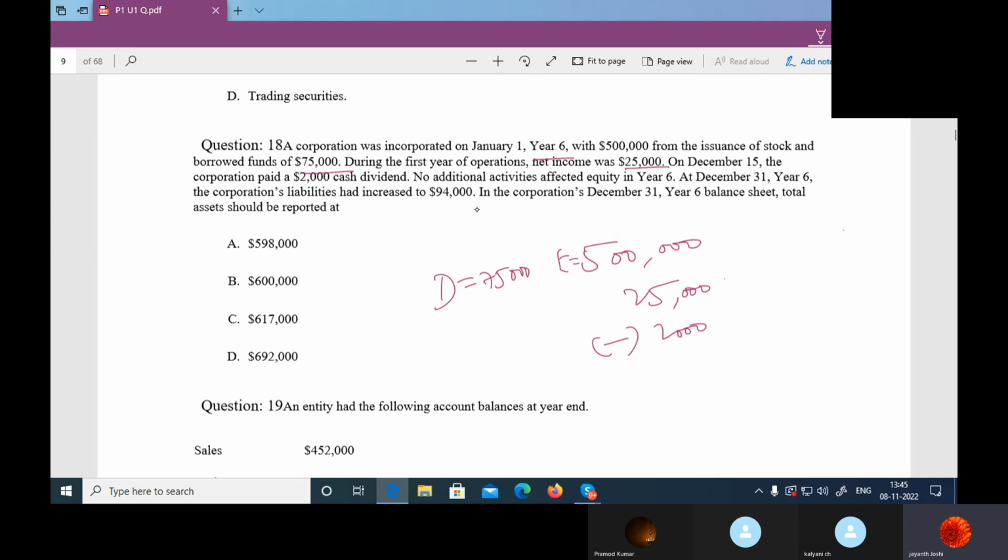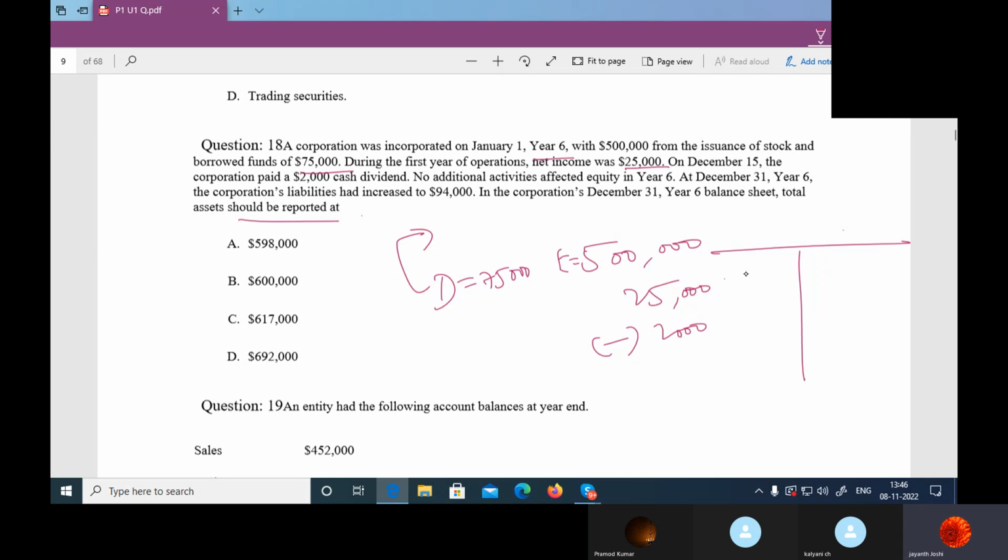Corporation liabilities increased to 94,000. So there is an increment. How much is the increment? 94,000. So first of all, what are they asking? Total assets should be reported as.